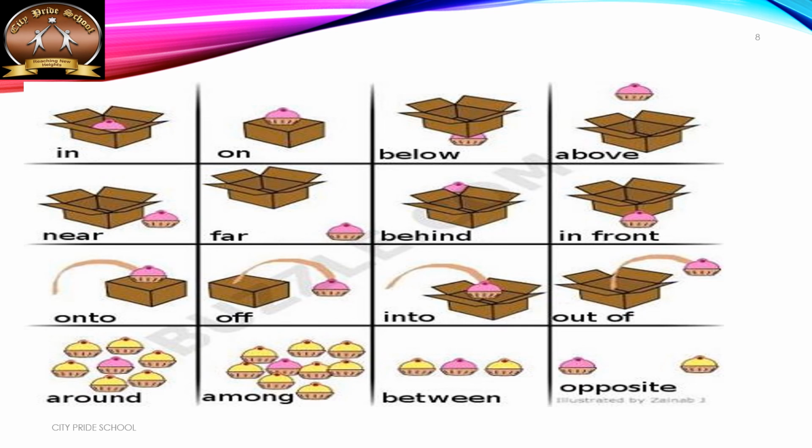Here is the pictorial representation of preposition of position, which will help you to understand how these prepositions work, when we say it is in, when it is on, below, above, near, around, among, opposite, out of, and so on. I hope preposition of position is quite clear to you.